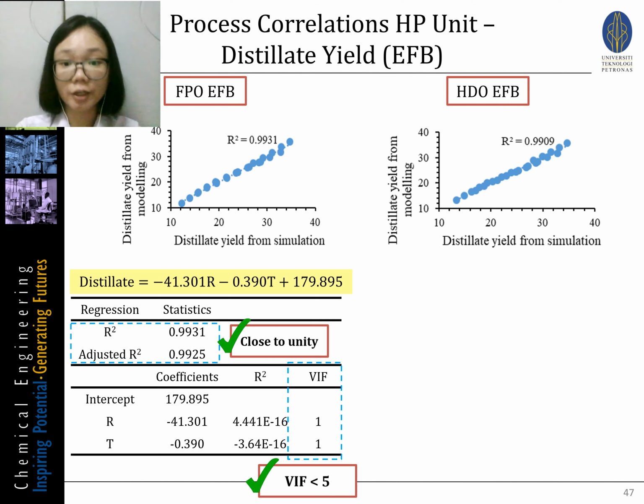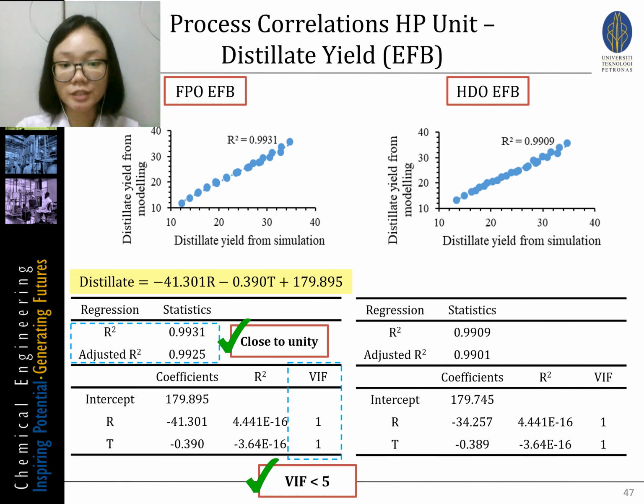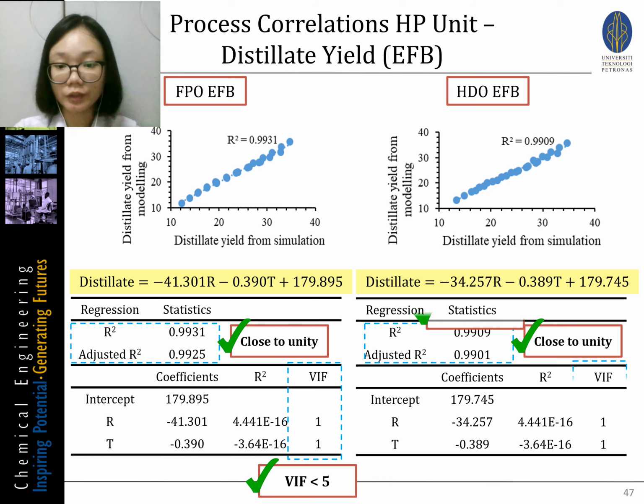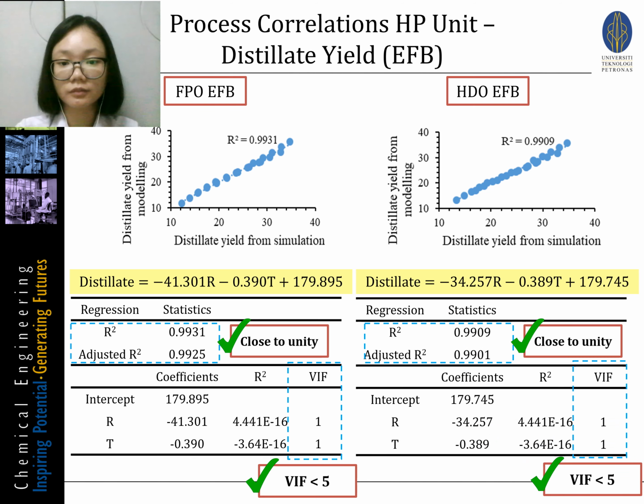And here is the H2O-EFP, and this is a result from the surrogate model development, and this is the final form of my equation, which also consists of variable R and T. The R-squared and adjusted R-squared are close to unity, and the VIF is less than 5.